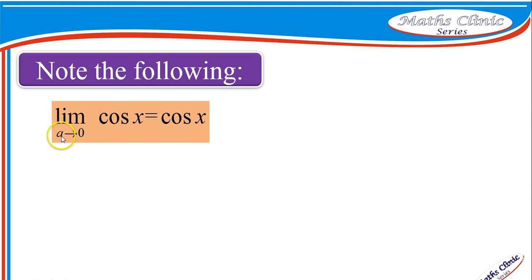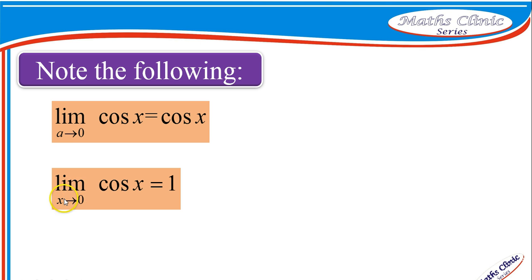If you take the limit as a approaches 0 of cos x, you always get the same as cos x. The reason being that since cos x has no a, if you take a approaching 0, there wouldn't be any value of a to substitute, and so the value will be the same. But if you take the limit as x approaches 0 of cos x, you get 1. Here the assumption is that when you substitute 0 in place of x, cos 0 is 1. Right, that is what happens.